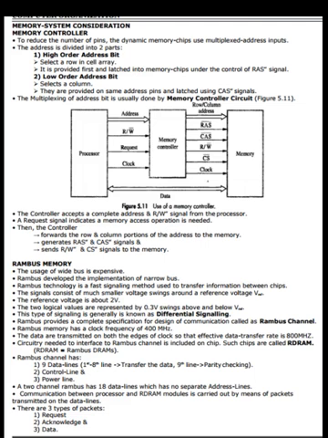Rambus provides a complete specification for the design of communication called the Rambus channel. Rambus memory has a clock frequency of 400 MHz. The data are transmitted on both the edges of the clock so that the effective data transfer rate is 800 MHz. Circuitry needed to interface to the Rambus channel is included on the chip. Such chips are called RDRAMs, Rambus DRAMs.